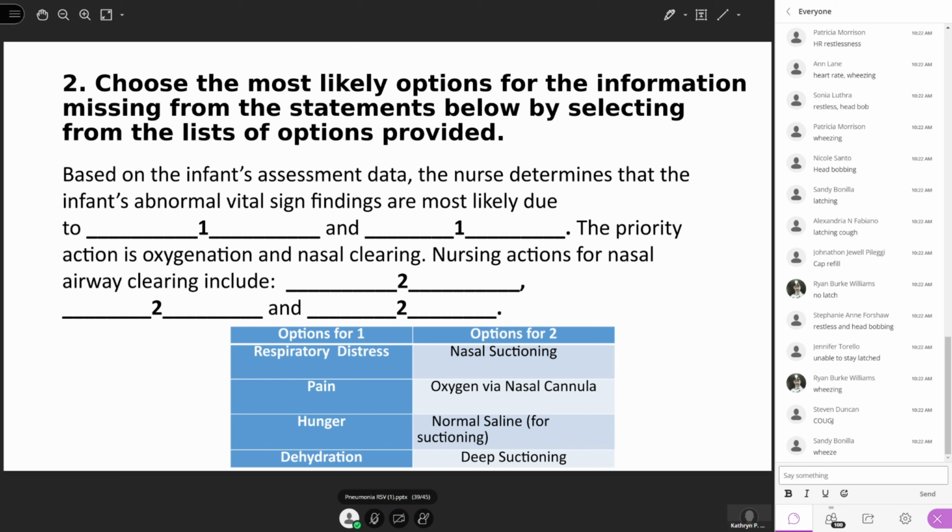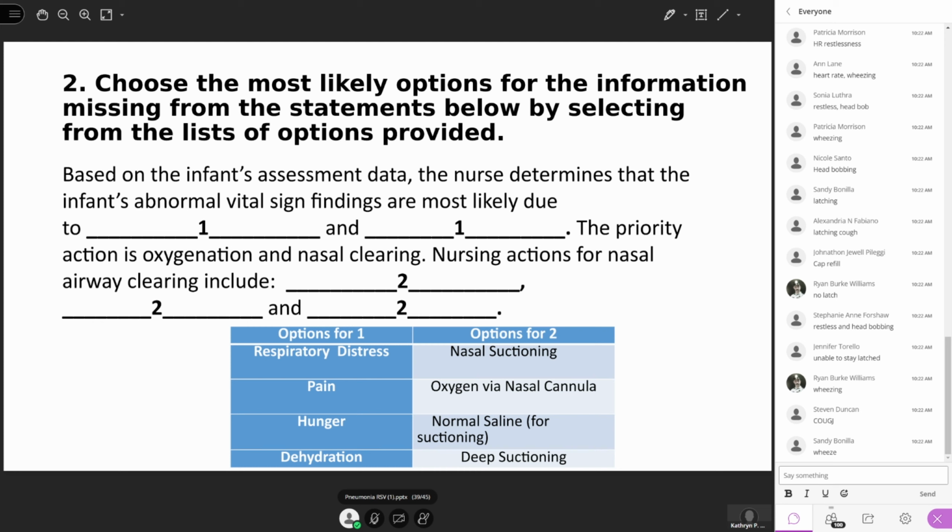Okay, next question. I forgot what this one's called. The first one was an enhanced hotspot, they're going to call it. And this one is called a cloze, CLOZE. So what you do is you take the information for number one and you would put them here. And then you're going to finish the phrase with options for number two. So based on the infant's assessment data, the nurse determines that the infant's abnormal vital signs are mostly due to.